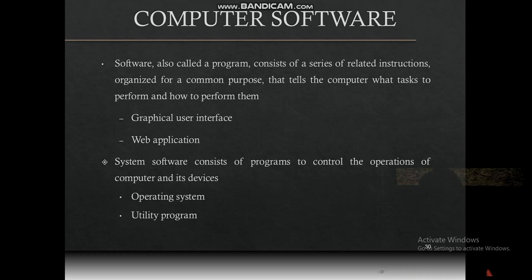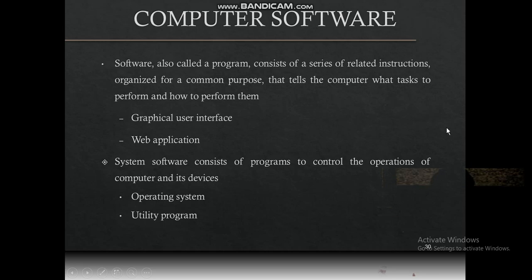We have the operating system. Without an operating system, we cannot use a computer system. We have different operating systems: Windows XP, Windows 7, Windows 10, Windows 11. These are all operating systems. We also have the Apple operating system installed on Apple systems, and we have utility programs installed on the system. We have web applications, and we have graphical user interface applications installed on the system. So these are all computer software that we use.